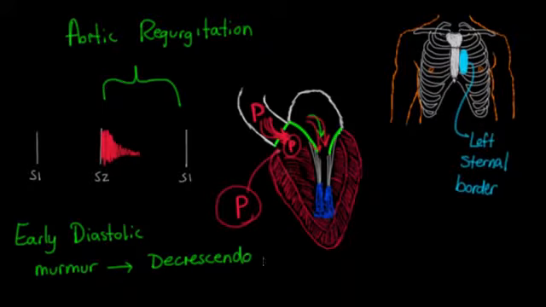And just to mention the right-sided condition, pulmonic regurgitation, would be the same type of murmur, an early diastolic decrescendo murmur, but this time it would actually be heard along the upper left side of the sternum, whereas this one was generally just along the left side of the sternum.